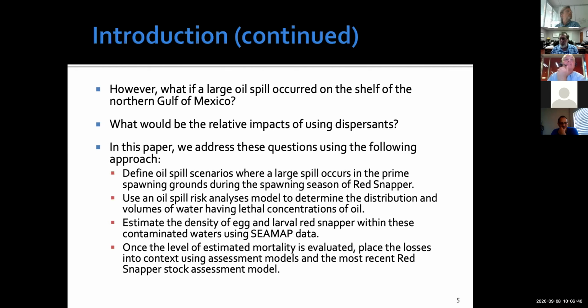Now, this is important. Eggs are estimated to have a duration of 1 day and a natural mortality rate of about 0.5. That's high. Then we assumed a larval stage duration of 27 days, and that's a published estimate. I think it was also used in the BP assessment, and a natural mortality rate of 0.3 per day. That is also high. The stock-recruit relationship for red snapper is characterized by a high steepness parameter.